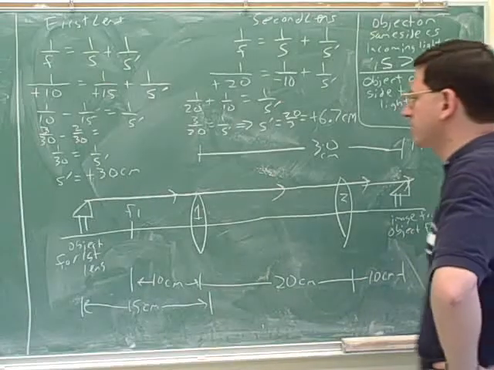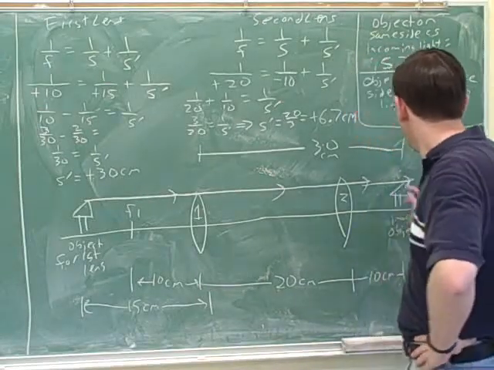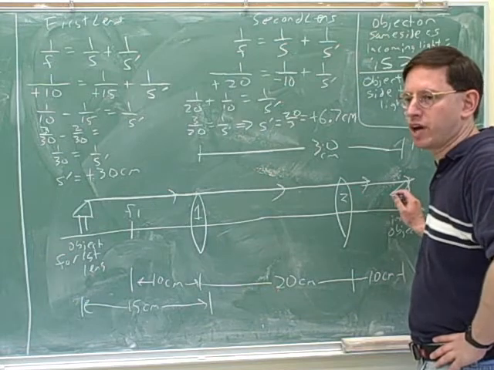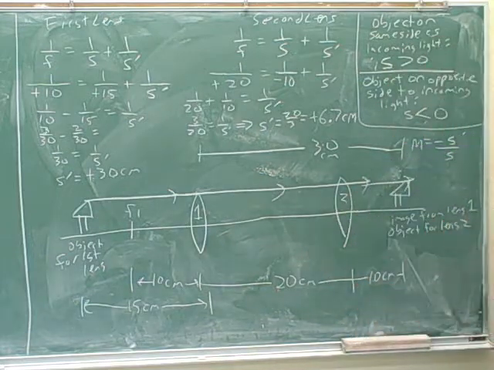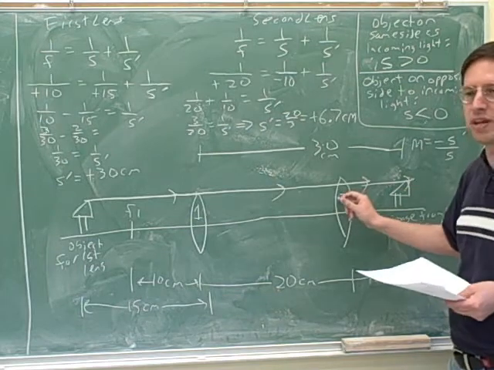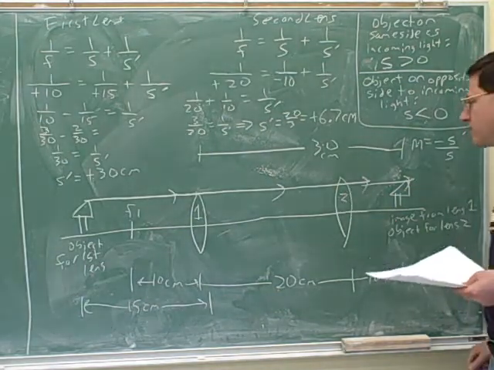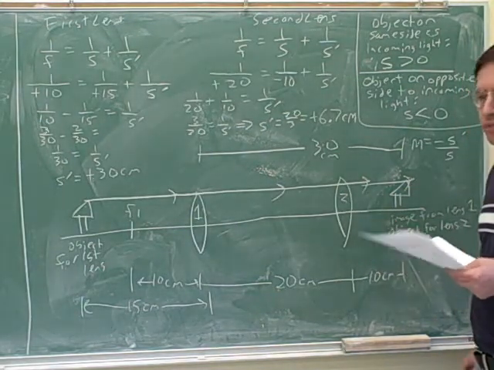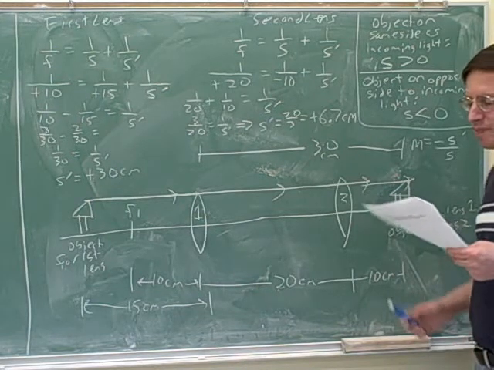We're going to have to do two things. First of all, we have to decide whether the original image from lens 1 got inverted or not. And then we're going to have to decide whether this image got inverted when it went through here. So let's start with the image from lens 1. Was the image from lens 1 inverted or upright?